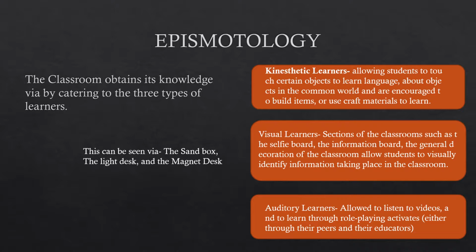Or for instance, if the child is a visual learner, there are different sections of the classroom, such as the selfie board, the information board, the general decoration of the classroom, which allows students to visually identify information taking place in the classroom. Or if the student is an auditory learner, it allows them to listen to videos and learn through different activities such as role play.